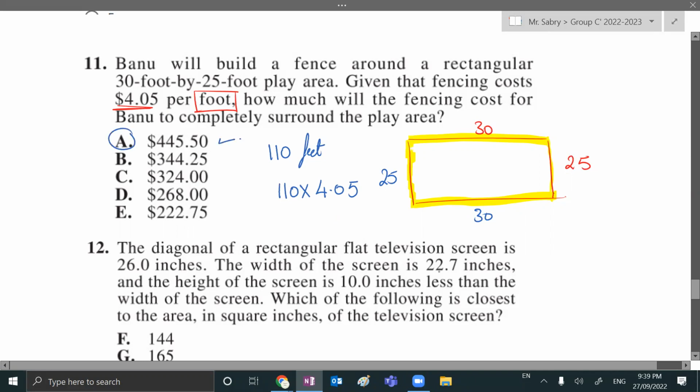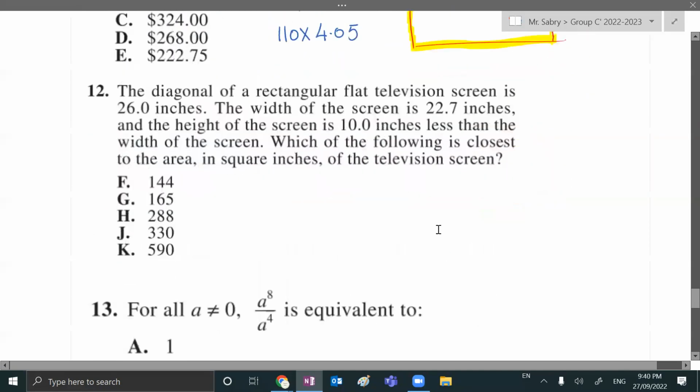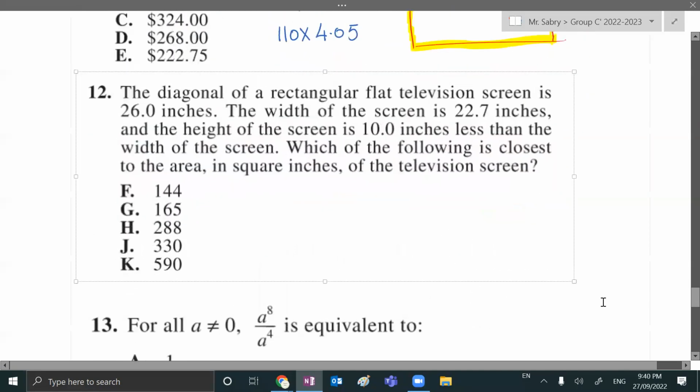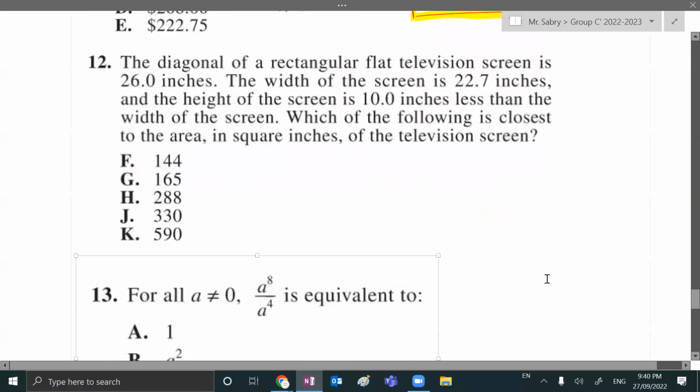مستر Yes. انا عملت نفس الغباء بتاع المرة اللي عملتي ايه؟ ما عملتيهمش كلهم الاربعه بلس بعض صح؟ بالظبط. لا please برضه remember fence يعني كل الشيء everything everywhere around it. وعشان كده هو حتى قال لي هنا completely surround the play area. فاهمة؟ ماشي. عادي. This one, it says the diagonal of a rectangular flat television screen is 26 inches.